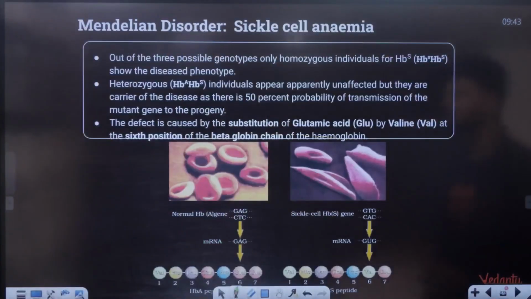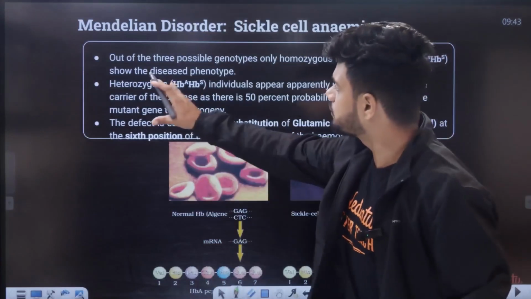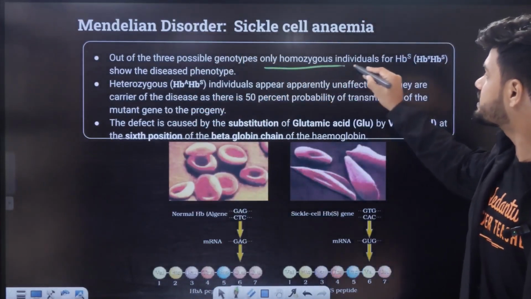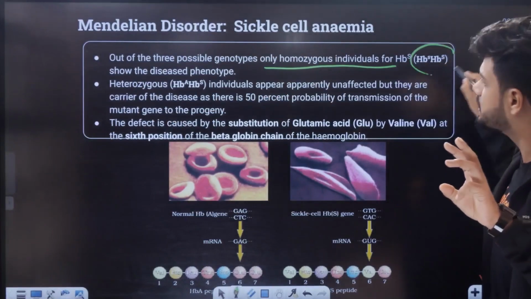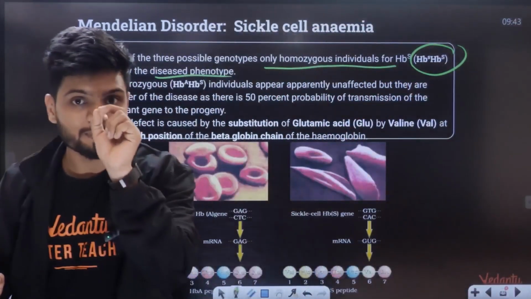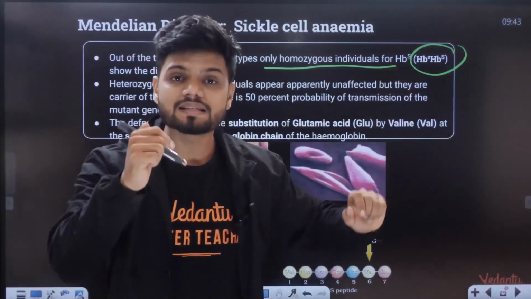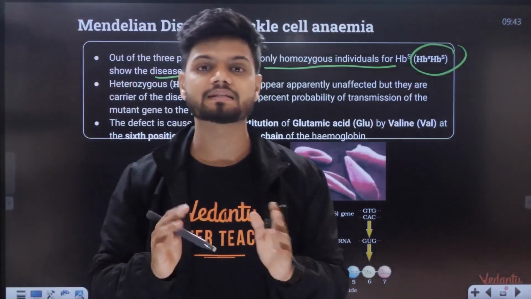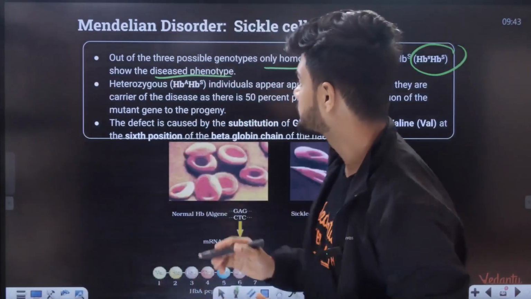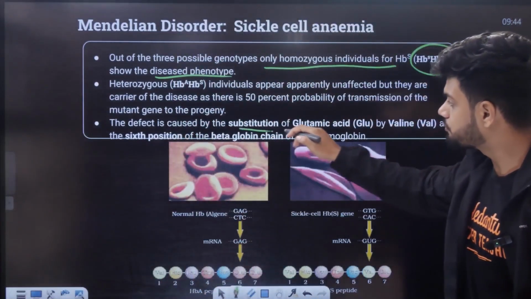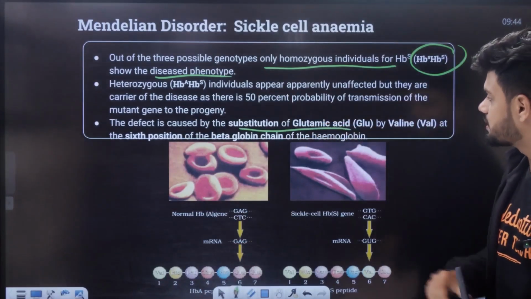Now understand what exactly happens in sickle cell anemia. Out of the three possible genotypes, only homozygous individuals of HbS, HbS show the disease phenotype. You all know that only if a person has HbS, HbS is that person sickle cell anemic in nature. Now what is going to happen if the person is sickle cell anemic? Understand what happens. The defect is caused by substitution of glutamic acid by valine.